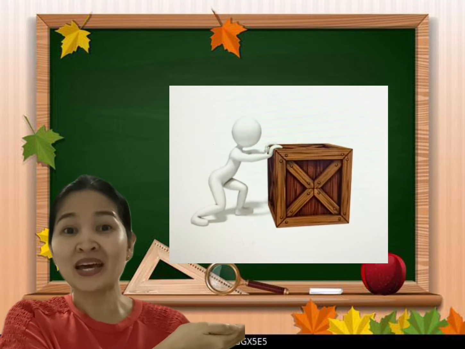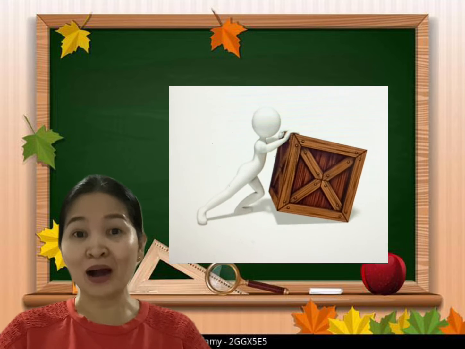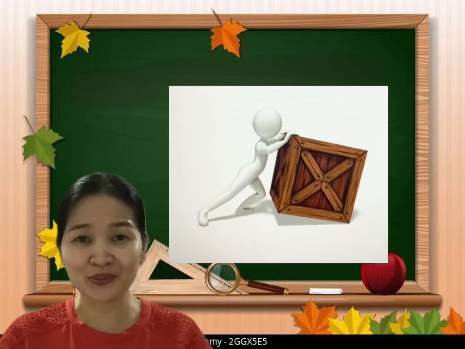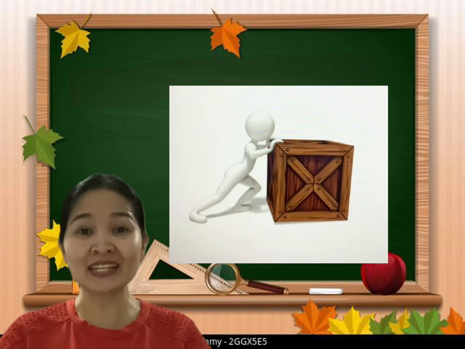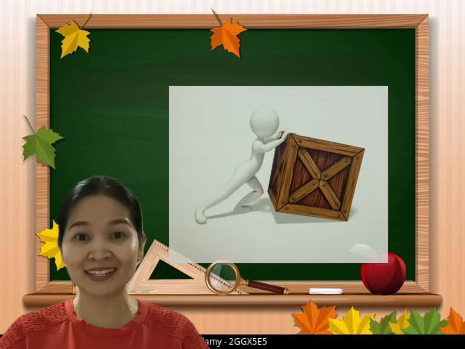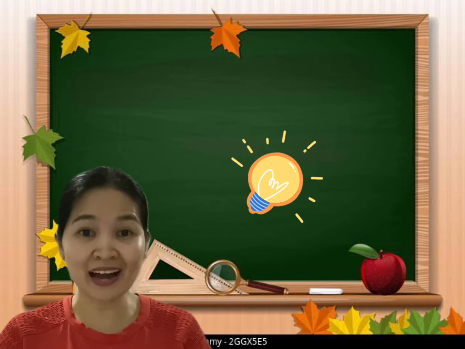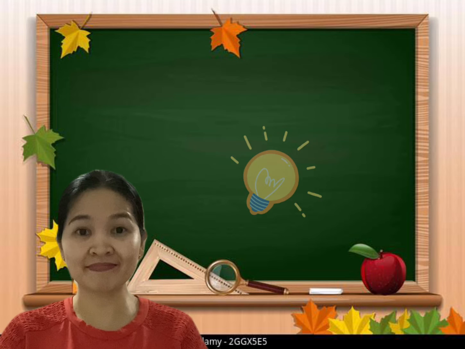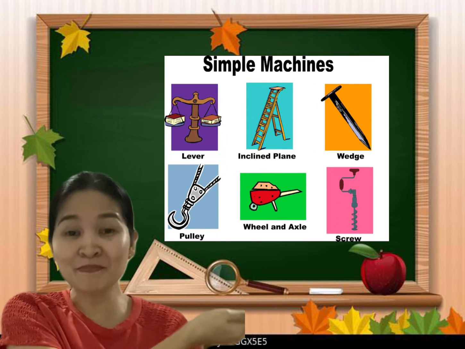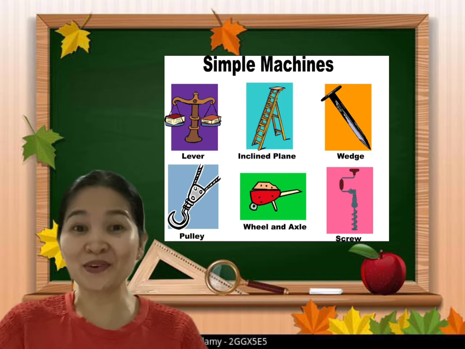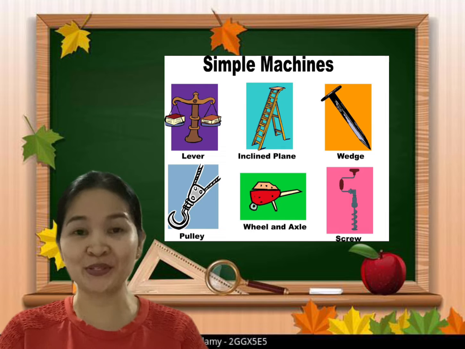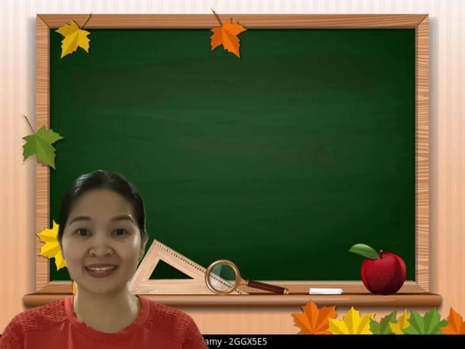This video is an example of how you apply force on an object. This is hard to do because there's a certain limit of how much force you can apply on a particular task. Do you have any idea how to make this work easier? By using simple machines. Yes, you are correct. And this is the topic that we are going to discuss for today, simple machines.